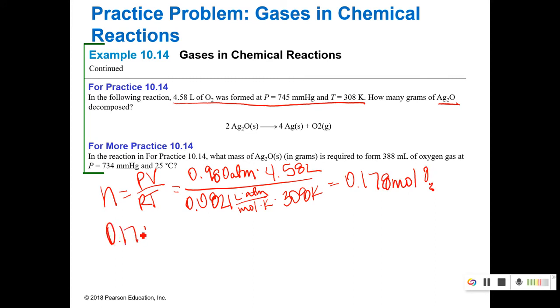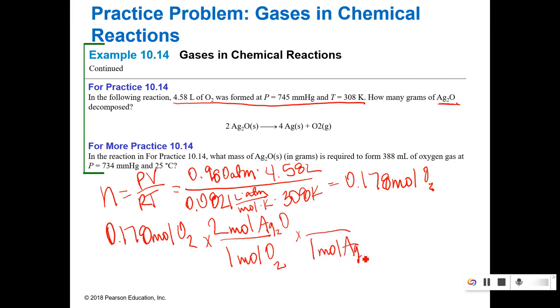So I've got 0.178 moles O2. 1 mole of O2 is in our problem. We want to go to silver oxide. And then we need the mass of silver oxide. I get 231.74, and I get 82.3 grams. I'm going to write that up here.